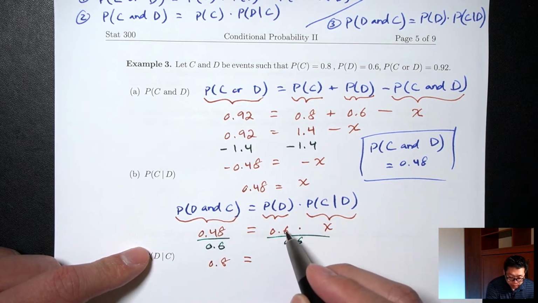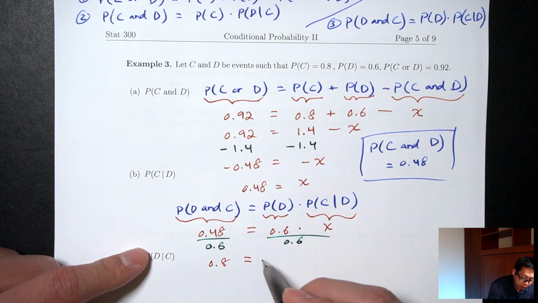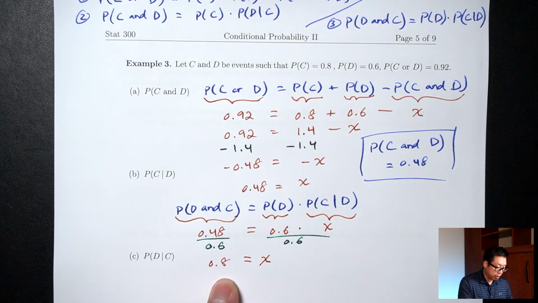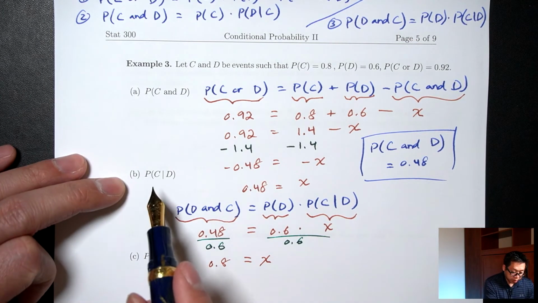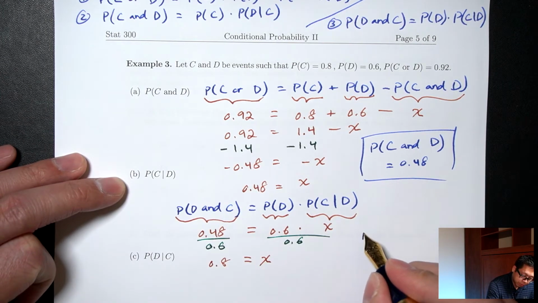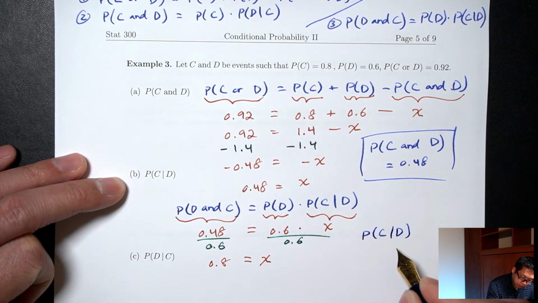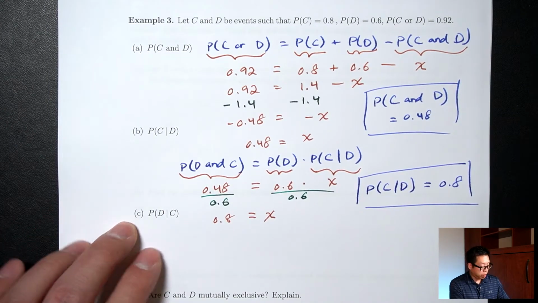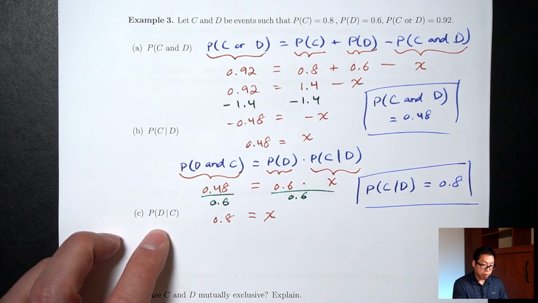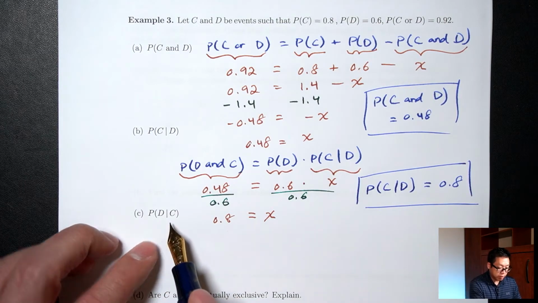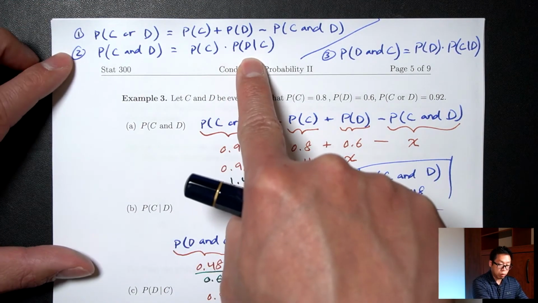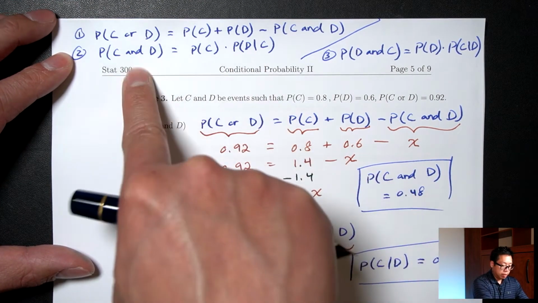On the right side, the 0.6 divided by 0.6, that will cancel each other out, and you just get x. So that's our answer. Let me write down what we just found, though. We just found this, probability of C given D, and we found that that was 0.8. Now, probability D given C. Conditional probability order matters. So look for D given C in that exact order. And that will appear right there in equation 2. So we're going to use equation 2. I'm going to recopy it.